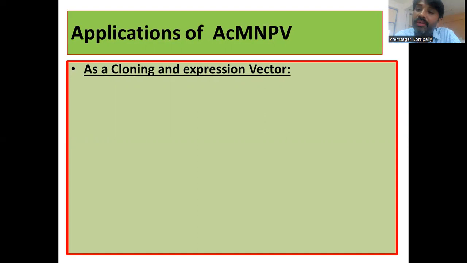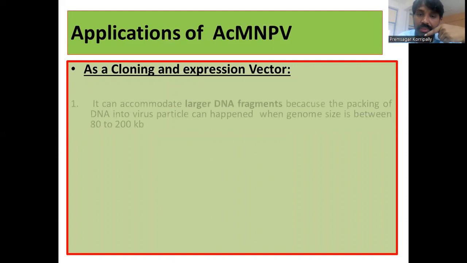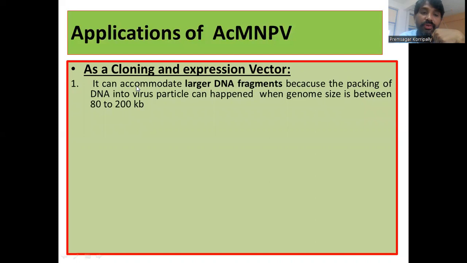Because of three reasons. One is that the genome of Autographa californica multiple nuclear polyhedrosis virus can be packed into the capsid whenever the genome size is between 80 to 200 kilobase pairs. The actual size is 134. But if you manipulate it and reduce it to 84, it is still packed in the capsid. If you extend it to 200, it can also be packed. So there is no issue of packing if you manipulate it. Because of that, you can clone larger DNA fragments into this genome. There is no problem. It can accommodate larger DNA fragments because packing of the virus particle can happen when the genome size is between 80 to 200 kilobase pairs.